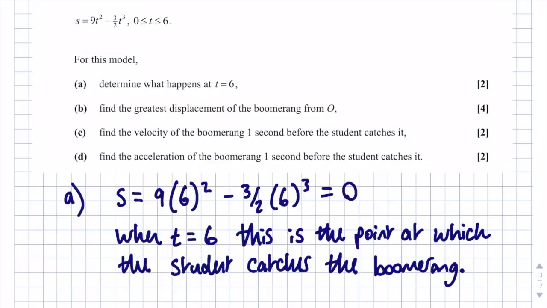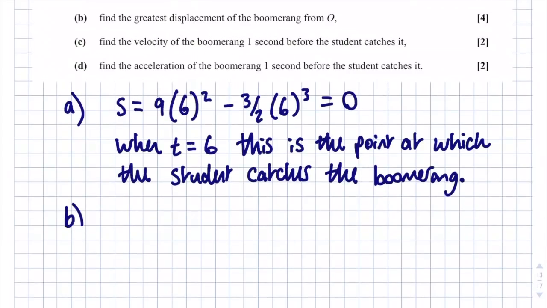So at t equals 0 and t equals 6, t equals 0 being the point just before she's about to throw the boomerang, and t equals 6 being the point at which she catches it, the boomerang is in its starting position. It hasn't moved anywhere, so its displacement is 0. So that's part A. That was nice and straightforward.